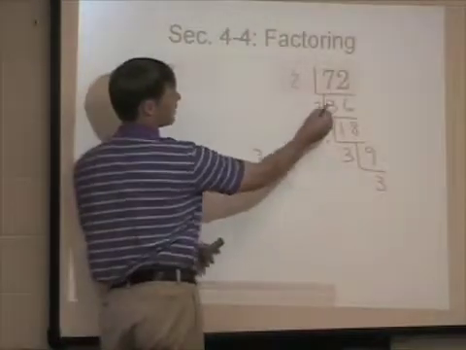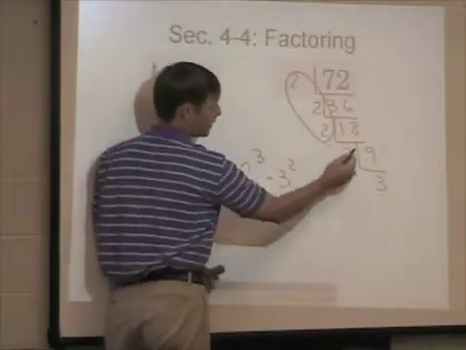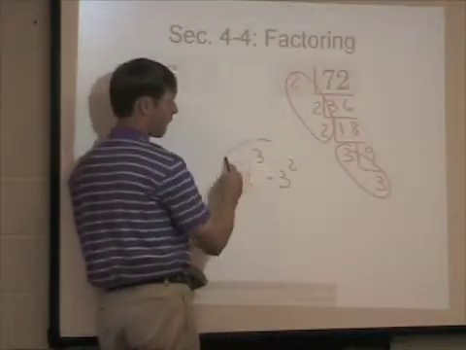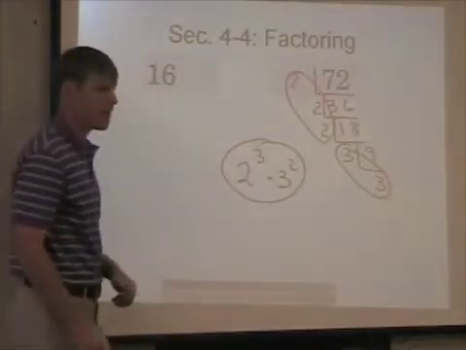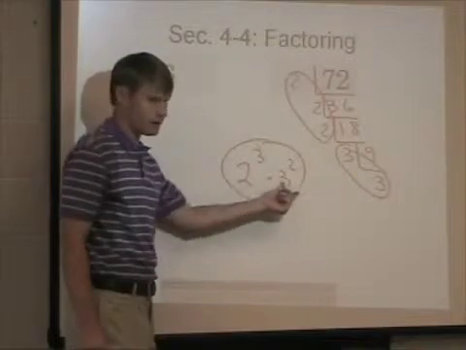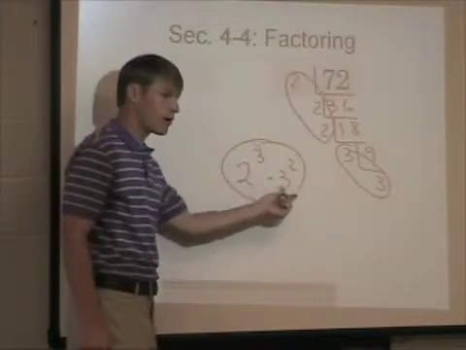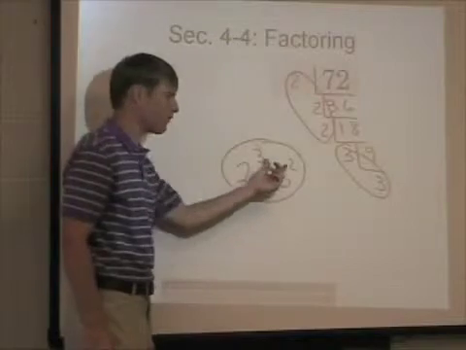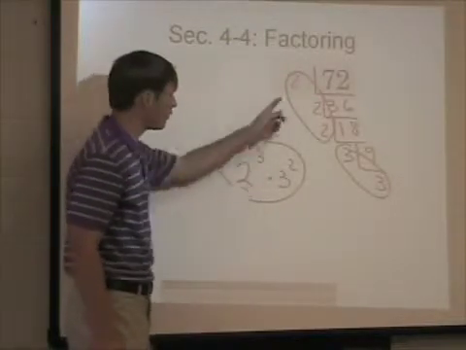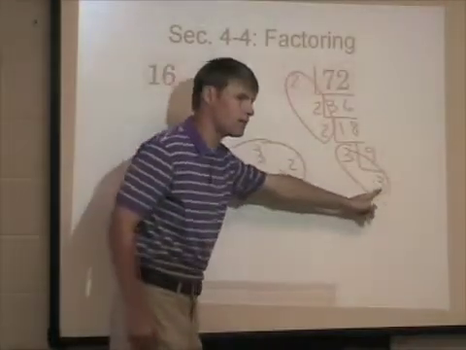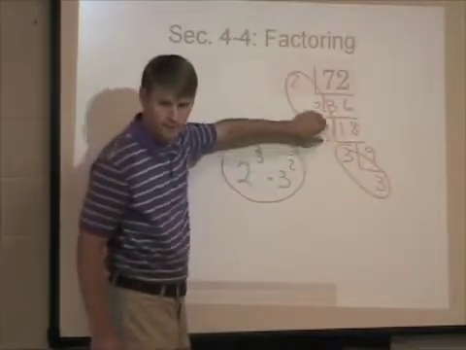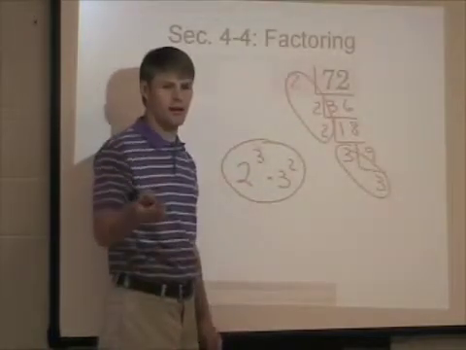2 to the third power because there's 3 2s, times 3 to the second power because there's 2 3s. So here's your prime factorization right there. Now it's called a product of primes because you're multiplying prime numbers, right? There's no composite numbers in your answer except for the exponents, if it might be. Okay? So 2 times 2 times 2 times 3 times 3 is all prime numbers, isn't it? That's why it's called a product of primes.